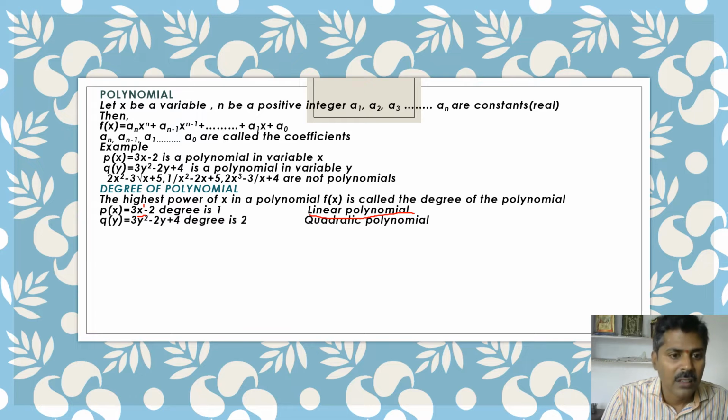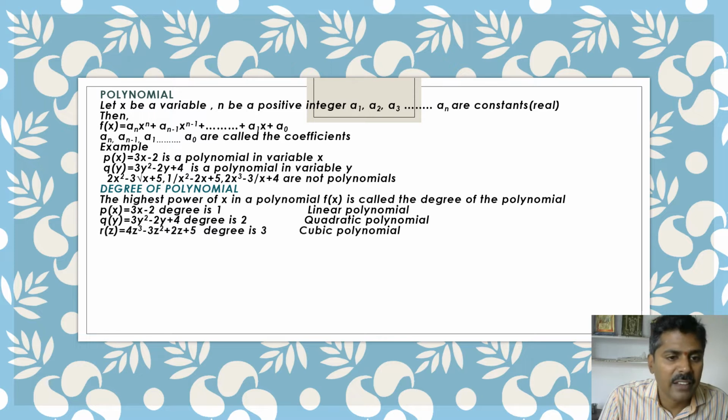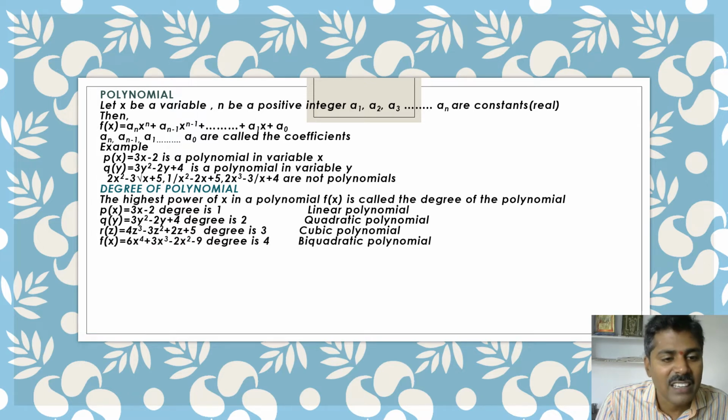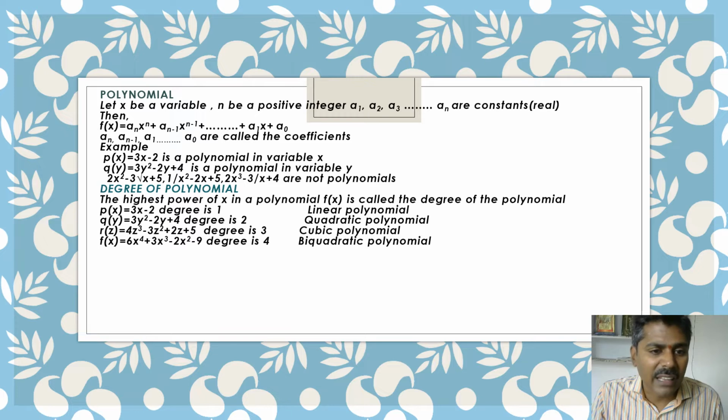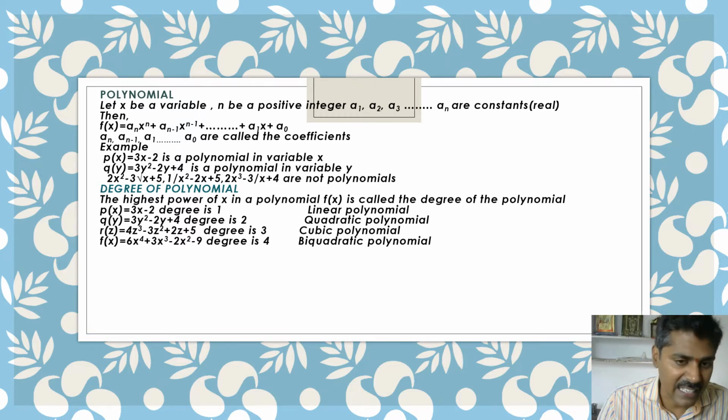And if you go with the next one, what is the highest power? 2. So its degree is 2. When the degree is 2, we mention that it is a quadratic polynomial. And then if you see the next one, the highest power is 3. So the degree is 3, and it is called a cubic polynomial. If the degree is 4, then it is called a biquadratic polynomial. These are the polynomials based on their degrees. Their names are given by their degrees.